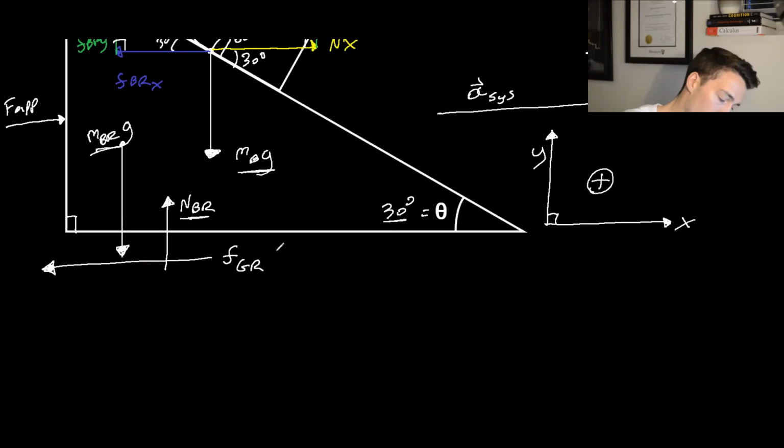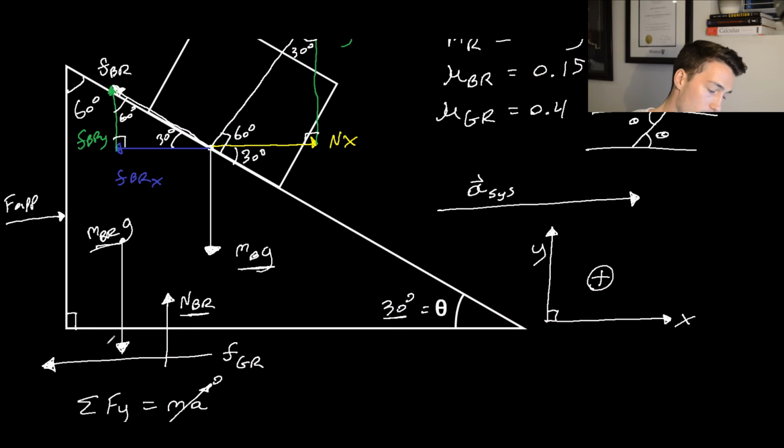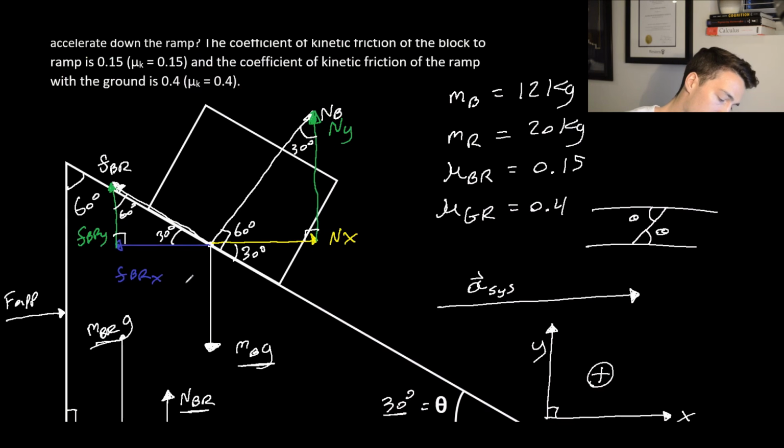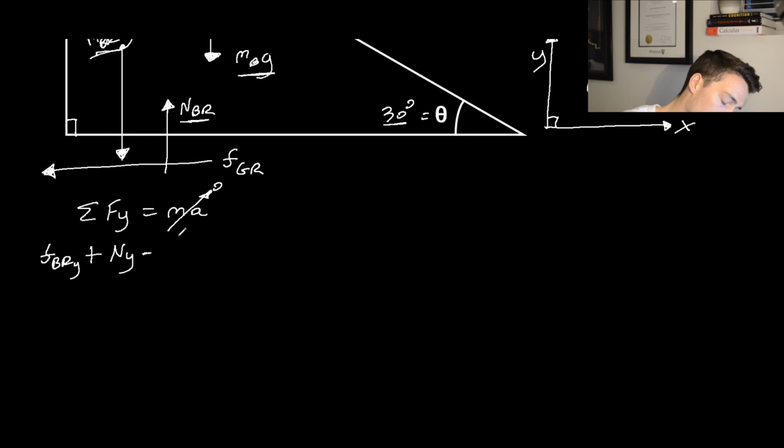So here I'm going to start with the sum of the forces in the y direction. It's going to be mass times acceleration, but this system is not accelerating in the y direction, so that's going to be 0. So now we can write the sum of the forces in the y direction for the block. This is all for the block: the force of friction in the y direction, the normal force in the y direction, and the force of gravity in the y direction. That's all going to equal 0.